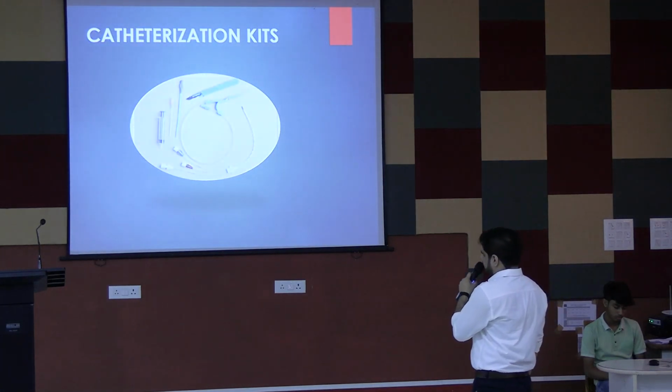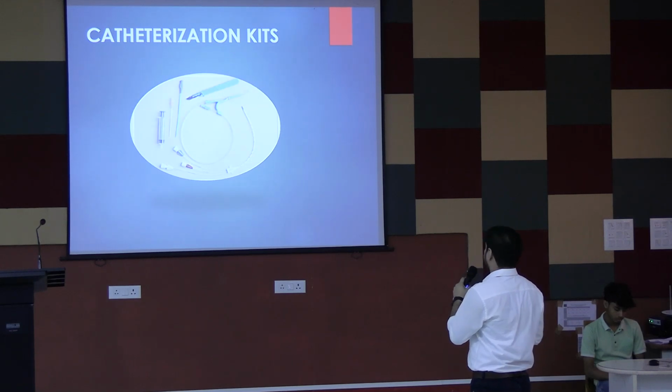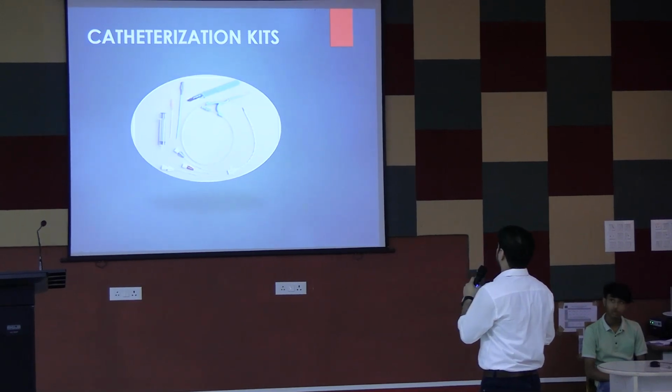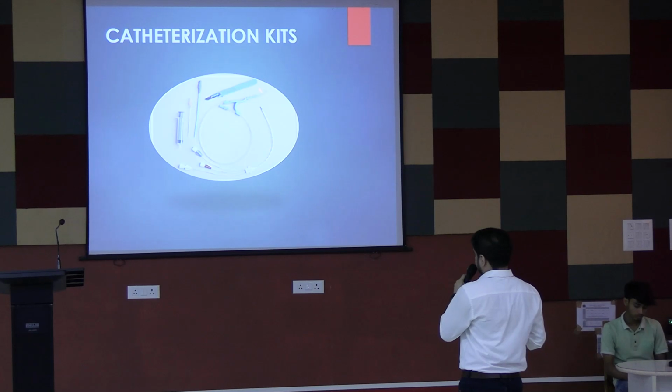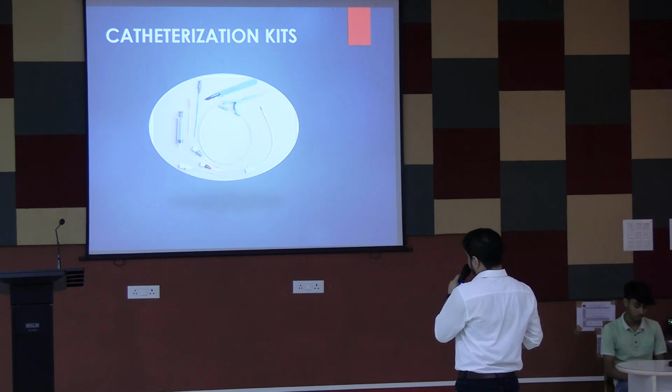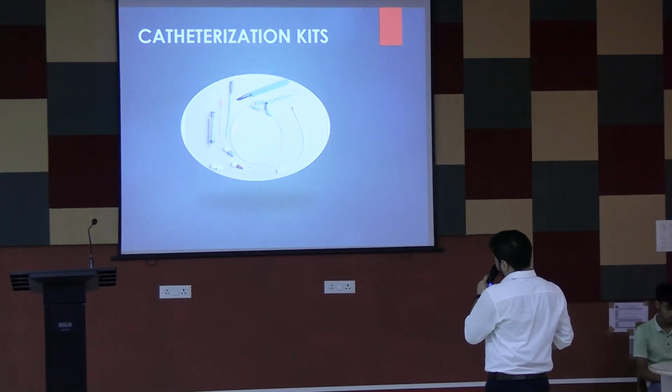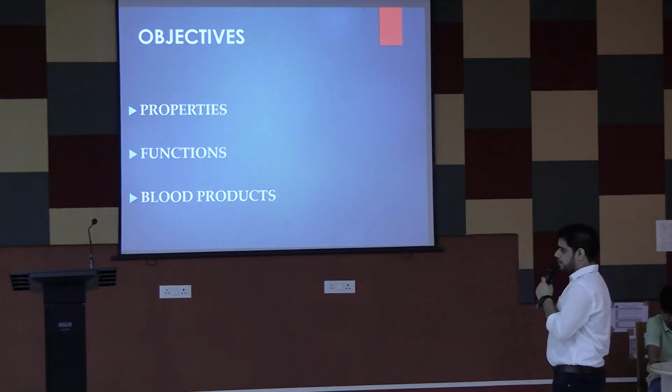This is the catheterization kit. This is the catheter, 3 channel. This is the guide wire. This is the dilator. This is the syringe.